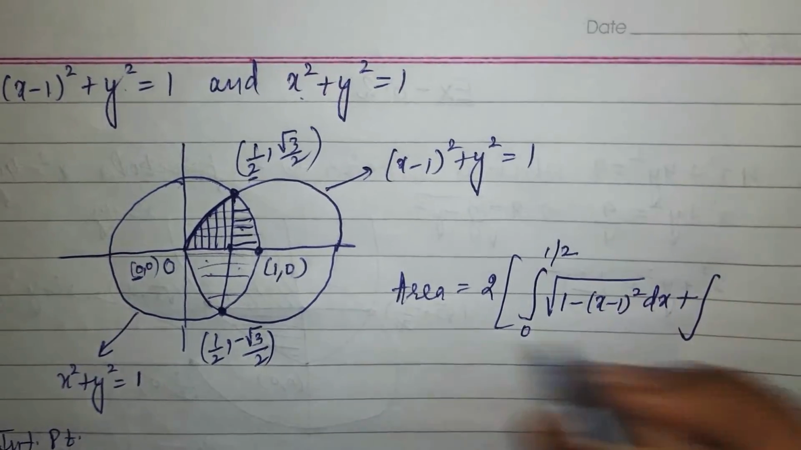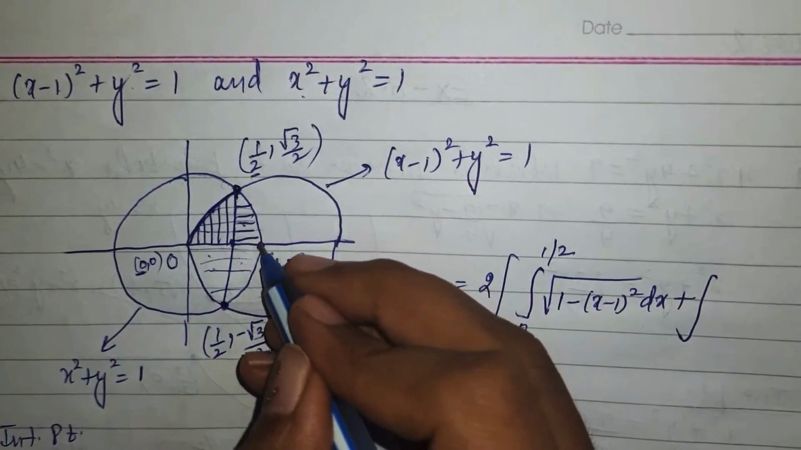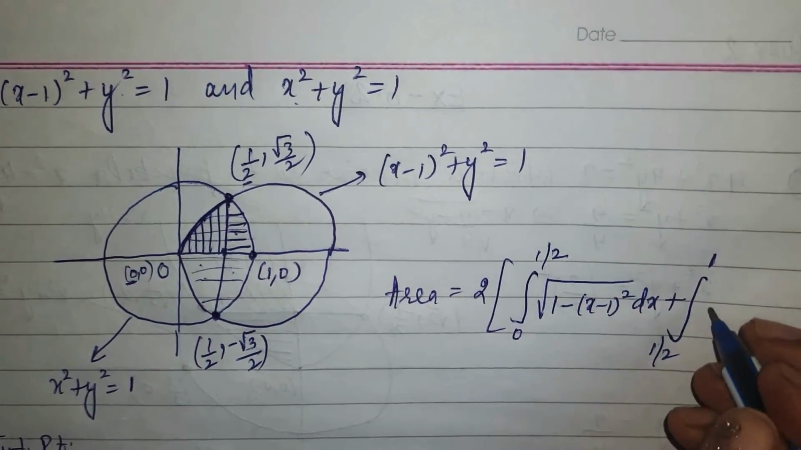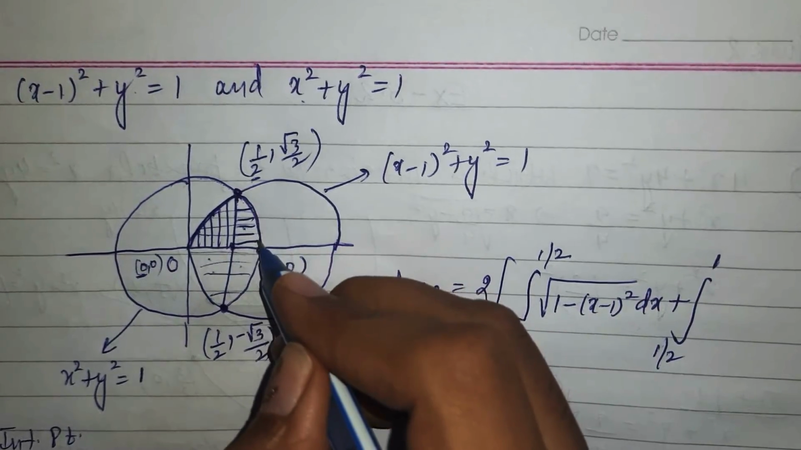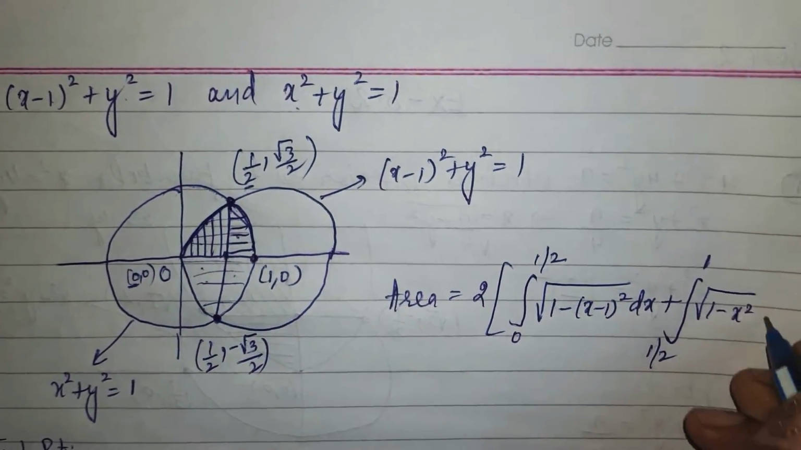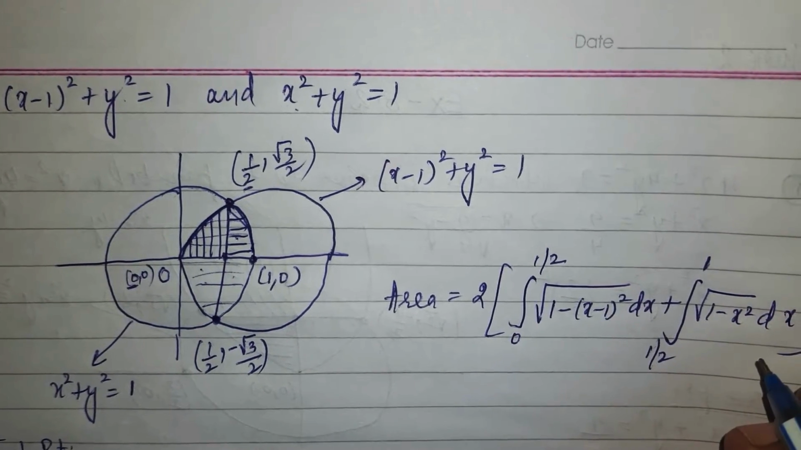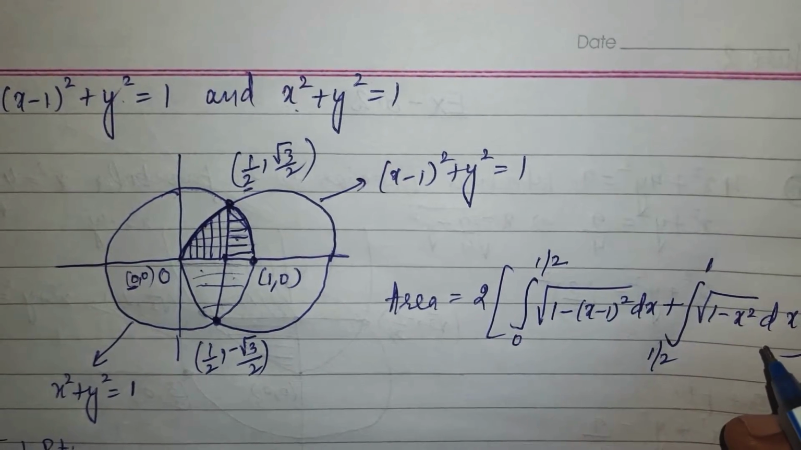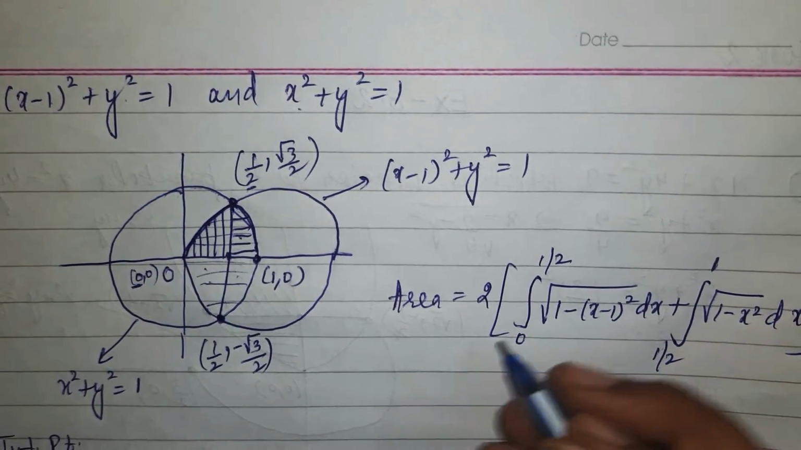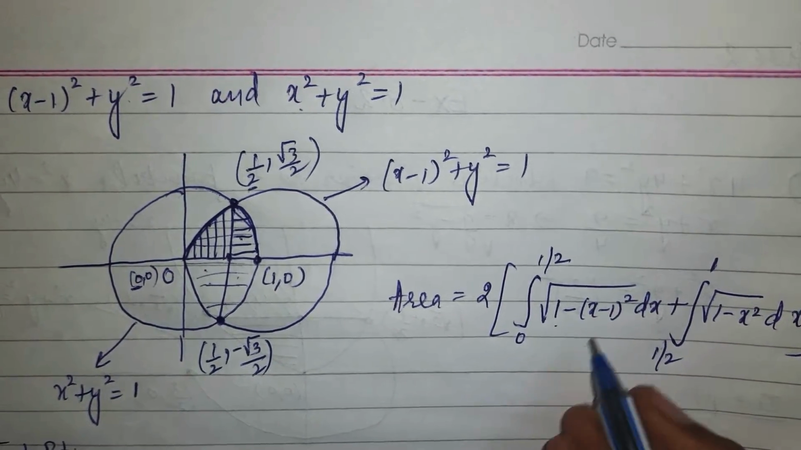Then plus 1 by 2 to 1. So you will be getting which circle? The circle, so under root 1 minus x square dx. So after solving, you know how you need to do the calculation. And if you want to do the calculation, what is the formula for a square minus x square?